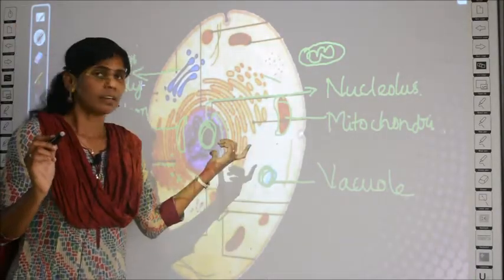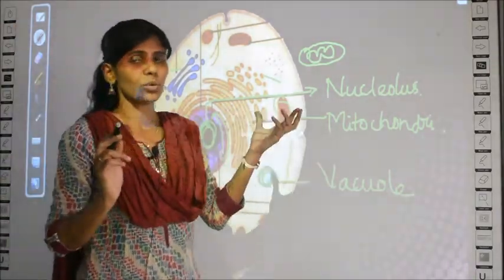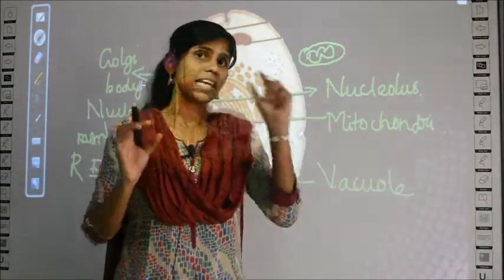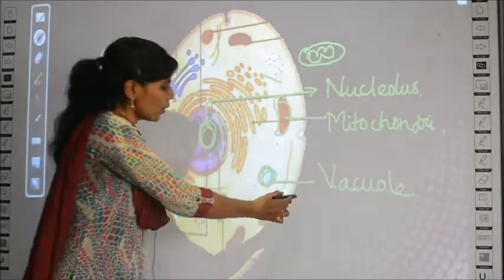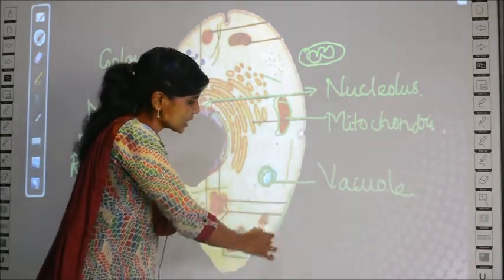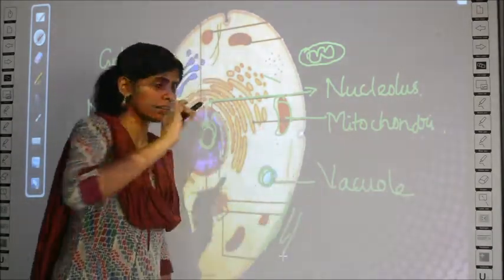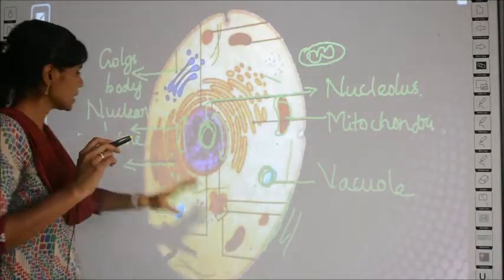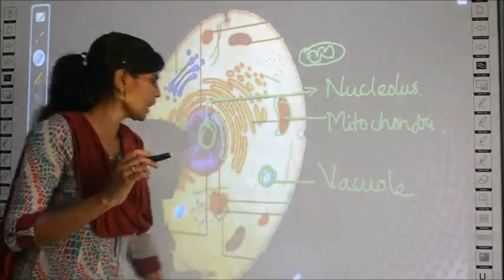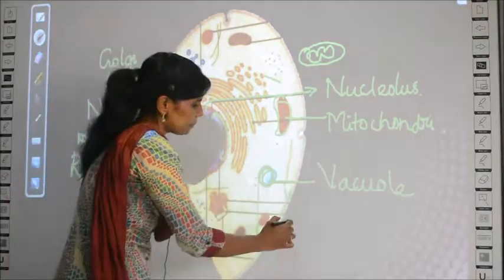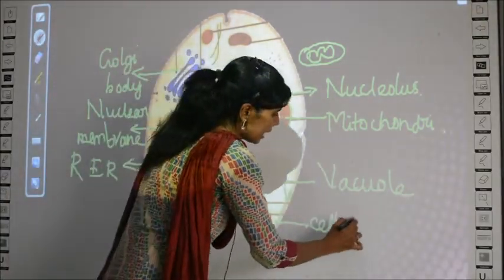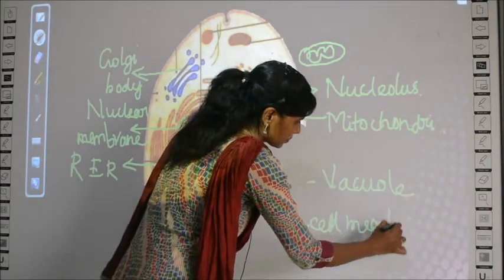And then there is a difference. I told you there will be a thick cell wall in plant cell, but there is no cell wall here. See here, you have only one outer membrane. In the case of plant cells, you had one more layer like this, no? Whereas it is not present in animal cell. You have only one outermost layer, and that layer is called the cell membrane. This is called the cell membrane.